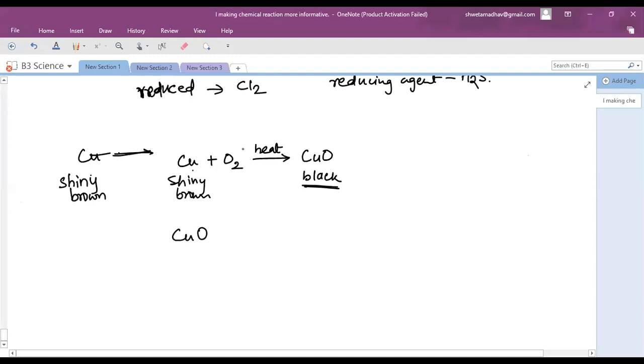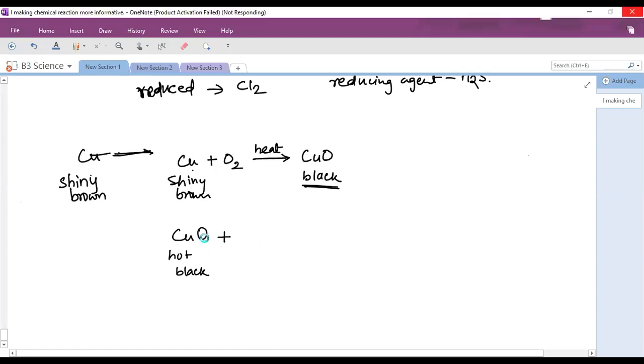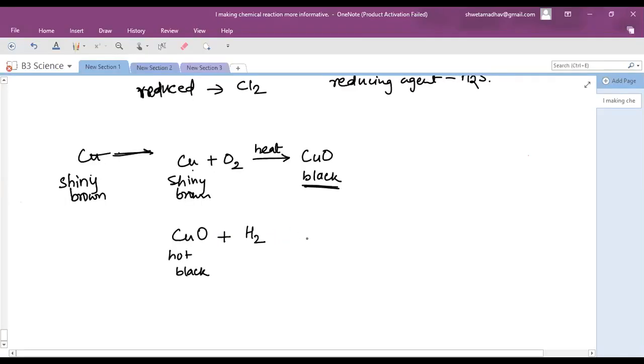This should be heated. So already like this, it has to be heated. It is a hot and black substance. When hydrogen gas is passed through copper oxide, we have to pass hydrogen gas through copper oxide. Then it will convert back to copper and water vapors evolve out, which is in the gaseous state.